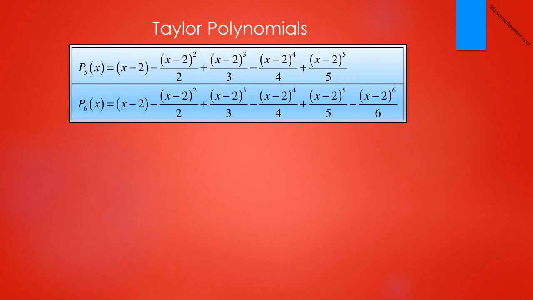So the fifth degree Taylor polynomial will add on the term (x minus 2) raised to the fifth over 5. The sixth degree Taylor polynomial will subtract the next term, which will be (x minus 2) raised to the sixth over 6. So it seems that the terms will alternate in signs, with the odd degree Taylor polynomials adding on a positive and the evens adding on negatives. And each term is simply (x minus 2) raised to the degree over that degree.